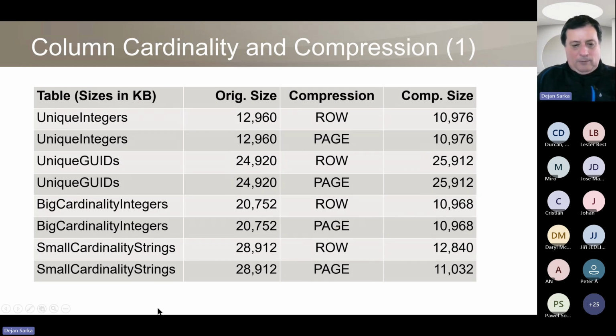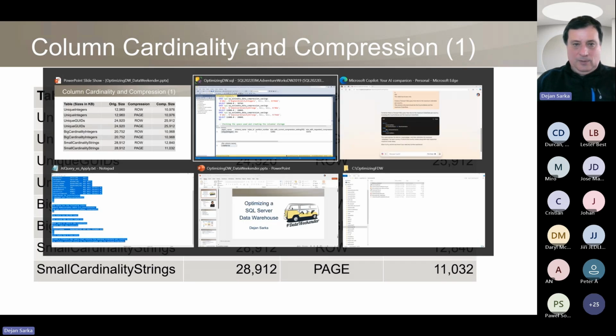And then if we look at the big cardinality integers, right? We are already getting compression nearly 50%. And small cardinality strings, right? What about small cardinality strings? Well, row and page compression even don't work that well as with integers. So it's not very, very, let's say, attractive result.